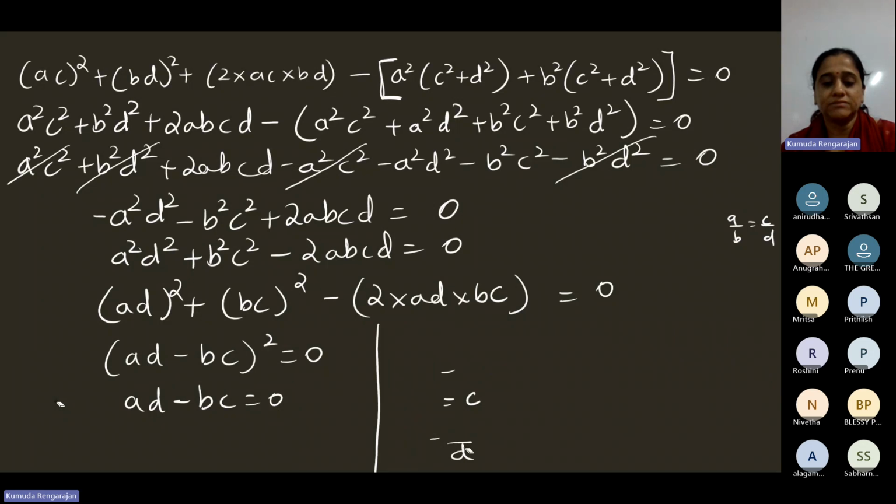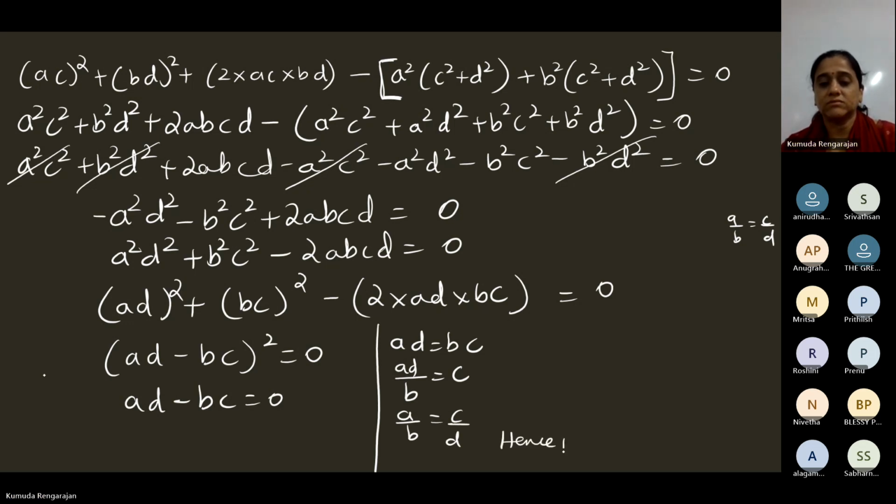Show you again. We have AD is equal to BC. See the result A by B. There's B here, no? So AD by B is equal to C. Then it's C by D. So take the D to the other side. So A by B is equal to C by D. Is right on.